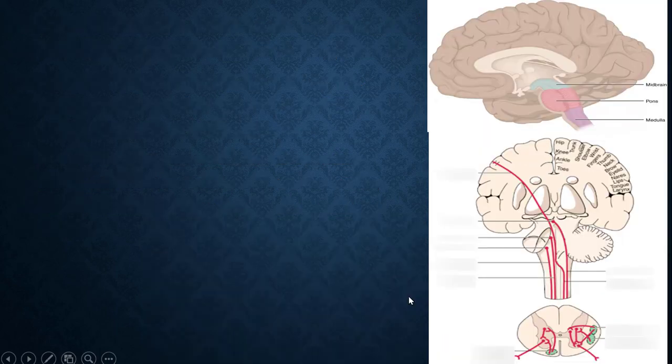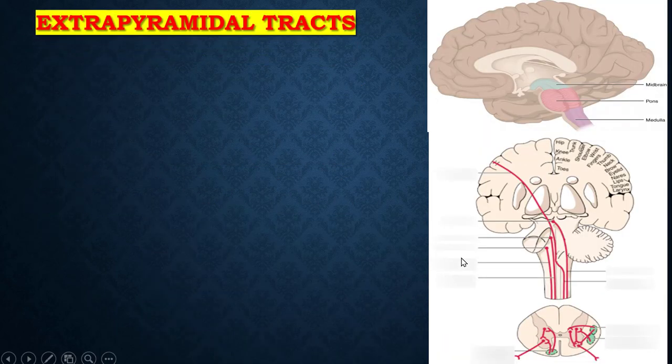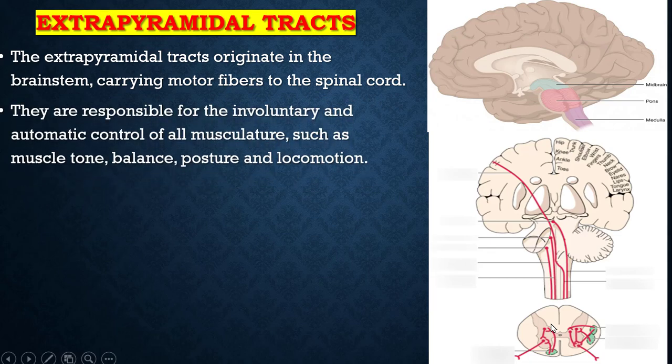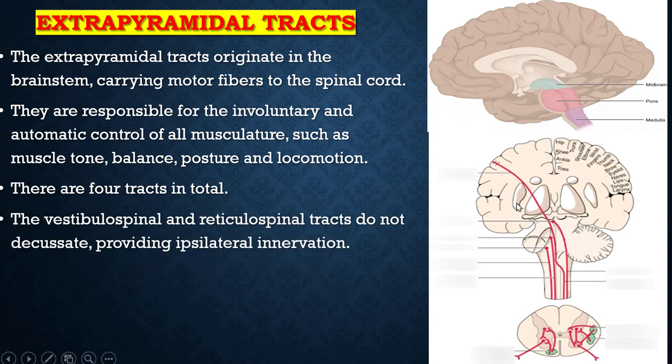The extrapyramidal tract originates in the brainstem, carrying motor fibers to the spinal cord. They are responsible for the involuntary and automatic control of all musculature such as muscle tone, balance, posture, and locomotion. This is the brainstem: midbrain, pons, and medulla oblongata. There are 4 tracts in total.